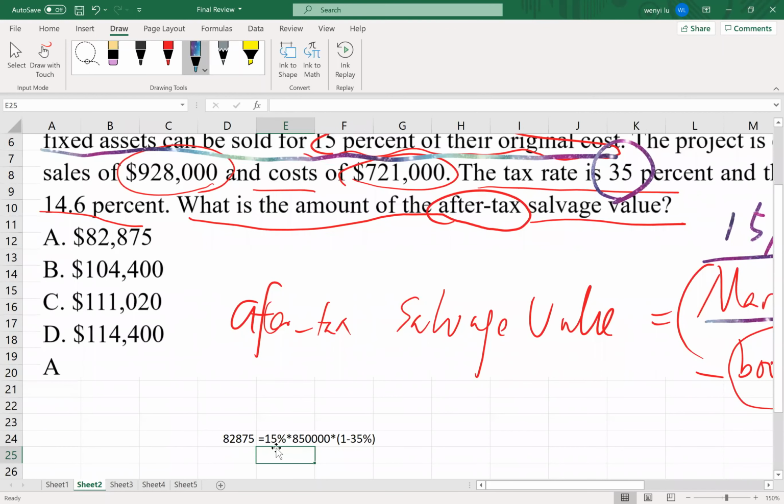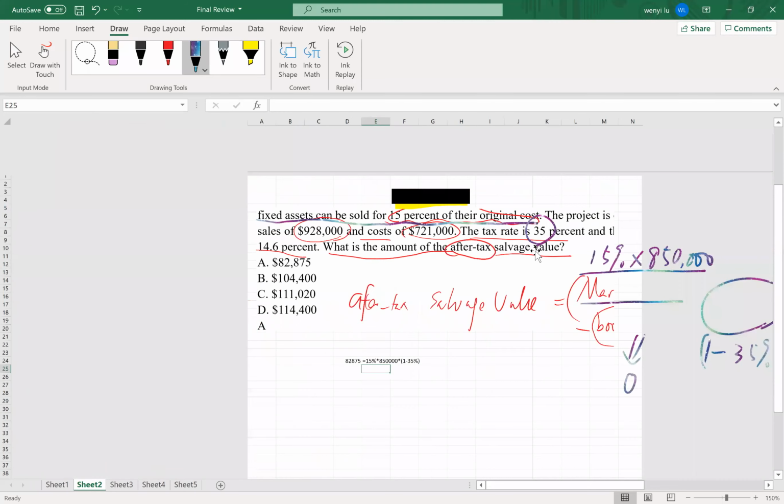Right, you see, that's the 50% of the value we still have when the asset can be sold to the market, right? Then times what? 1 minus t. T is the tax rate. And here we have no difference, right? We don't take deductions to minus book value because book value is what? Is 0, right? In the question set, book value is 0, right? So that's why you don't minus anything here. And that's for our what? That's for our after-tax salvage value. All these questions, right?